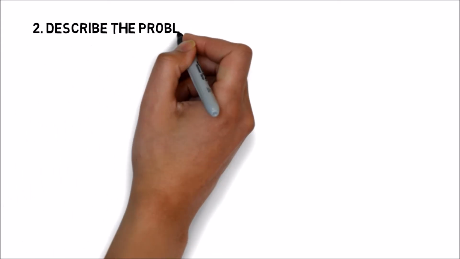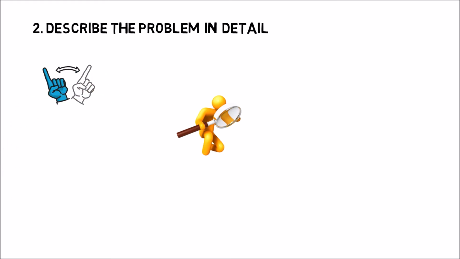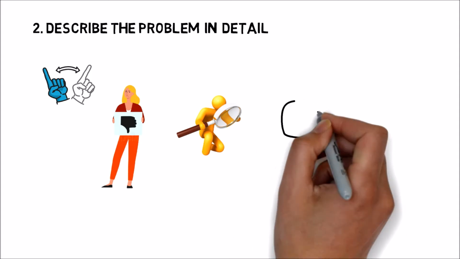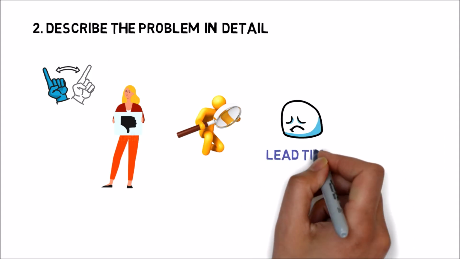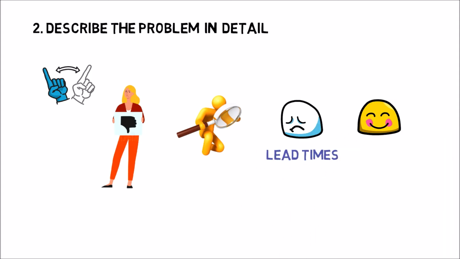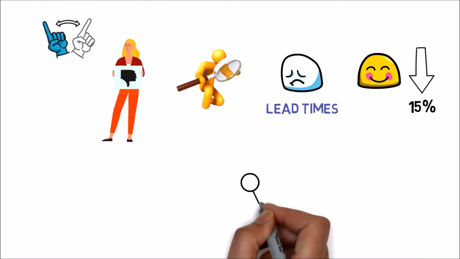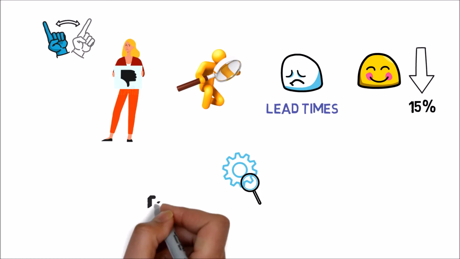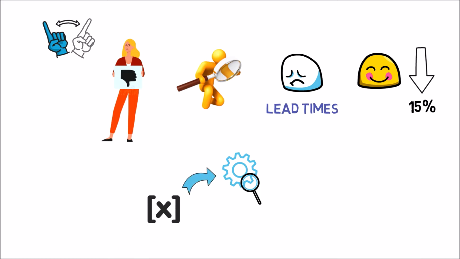2. Describe the problem in detail. Second, go into detail about the problem. It isn't enough to claim that your firm's issue is that consumers are dissatisfied. A better example would be clients are dissatisfied with lead times and client happiness has decreased by 15% over the previous year. It's critical to clearly identify the problem and the variables that are contributing to it.